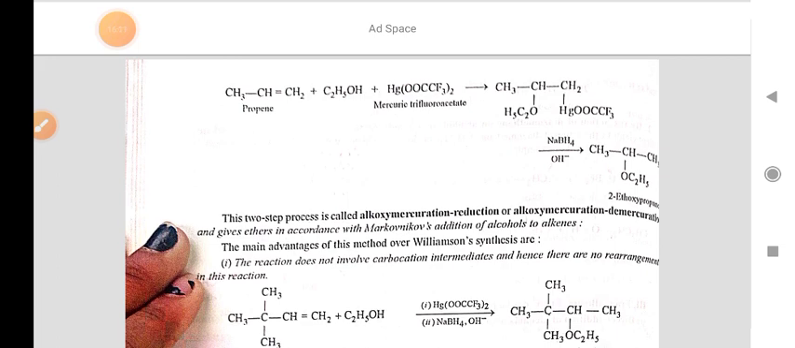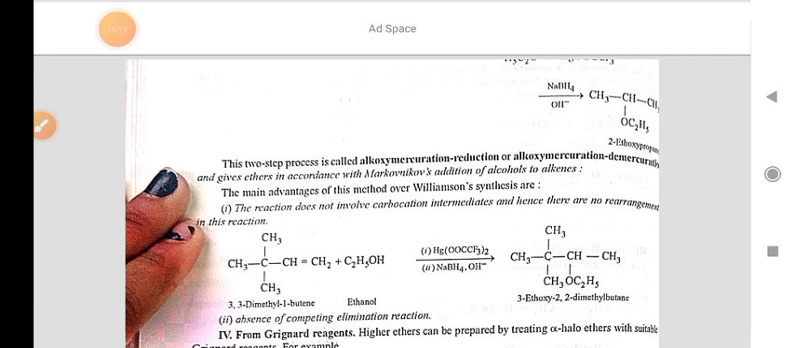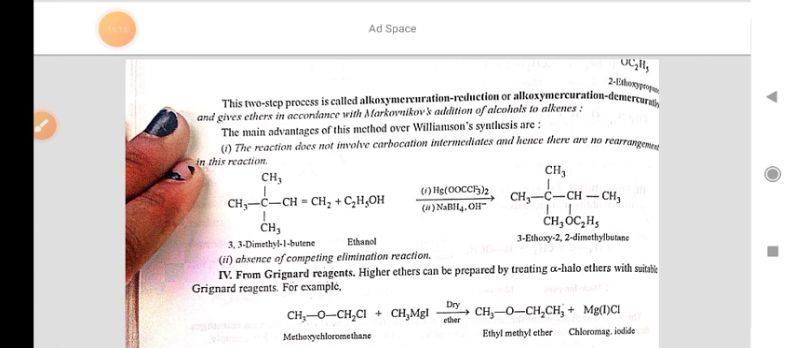The main advantage of this method over Williamson synthesis is that the reaction does not involve a carbocation intermediate, hence there is no rearrangement in this reaction. For example, 3,3-dimethyl-1-butene plus ethanol gives 2-ethoxy-3,3-dimethylbutane.